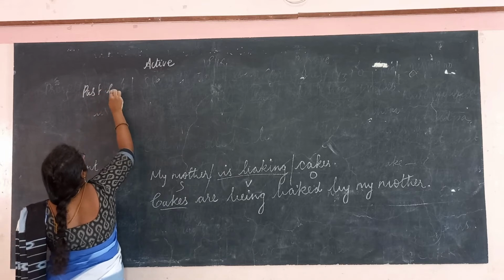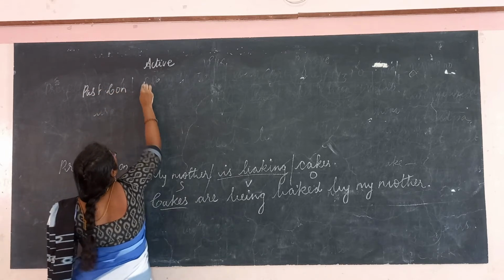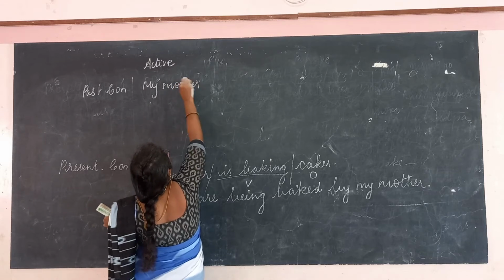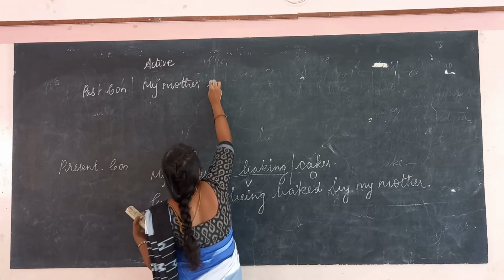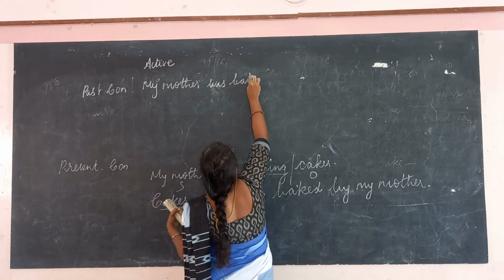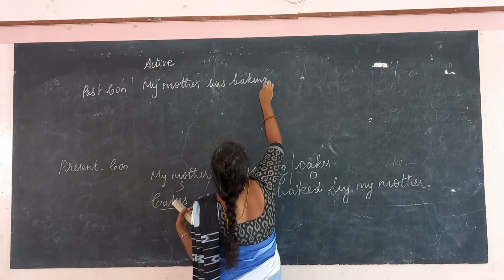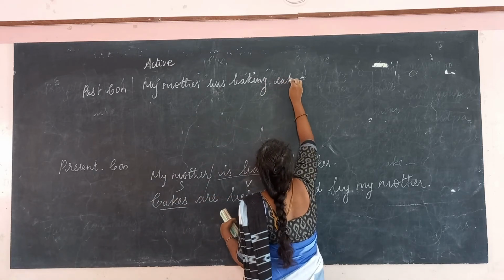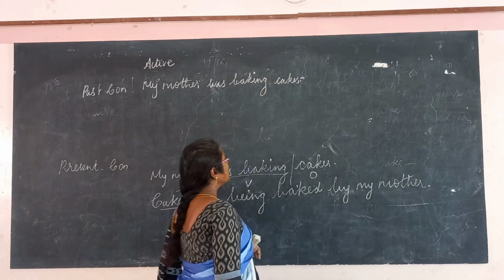Past continuous. Look at the structure. My mother. So she is singular. Okay. So past tense, so was. And continuous tense, so verb plus ing. Okay. My mother was baking cakes. My mother was baking cakes.